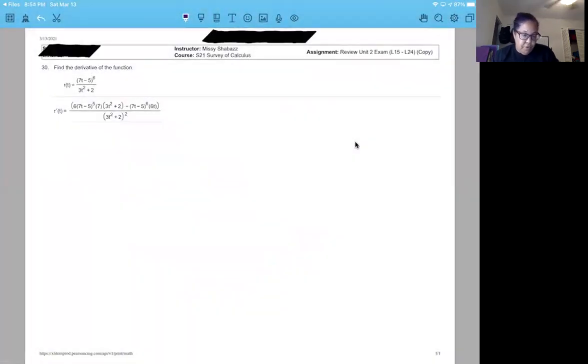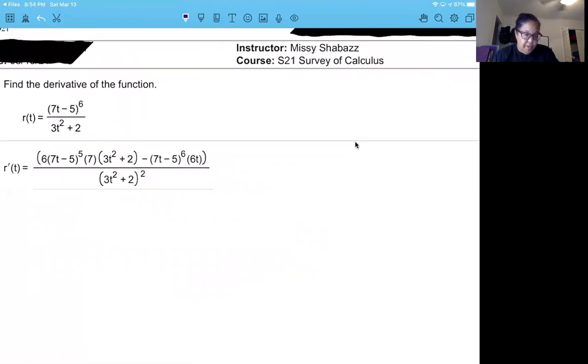All right, another derivative. Find the derivative of this function. So we're going to have to use the chain rule for the numerator, but we're also going to use the quotient rule. All right, so the derivative of the top, we're going to use the chain rule. So I'm going to bring down the 6, 7t minus 5, subtract 1 from the exponent, times the derivative of the inside, which is 7. I'm going to just put that out in the front.